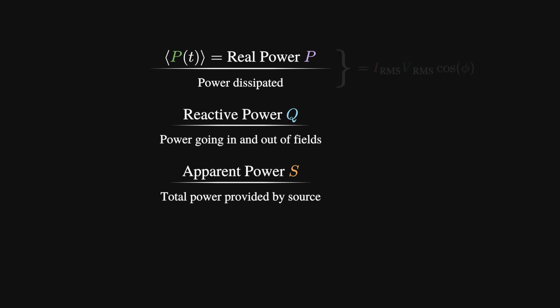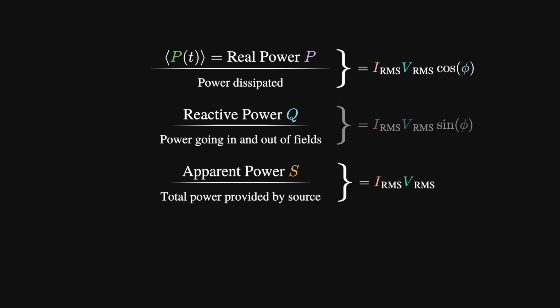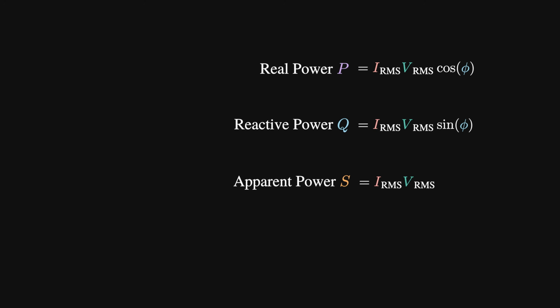We already know the real power is IV cos phi, but what are the others? Well, as we know, all the power is real if phi is 0. So the maximum power, which must be equal to the apparent power, is simply VRMS times IRMS. For the reactive power, we know it is equal to the apparent power when phi is 90 or minus 90. Logically, the only expression that would match this result would be IRMS VRMS times sine of phi. So all in all, we have 3 types of power in AC circuits.